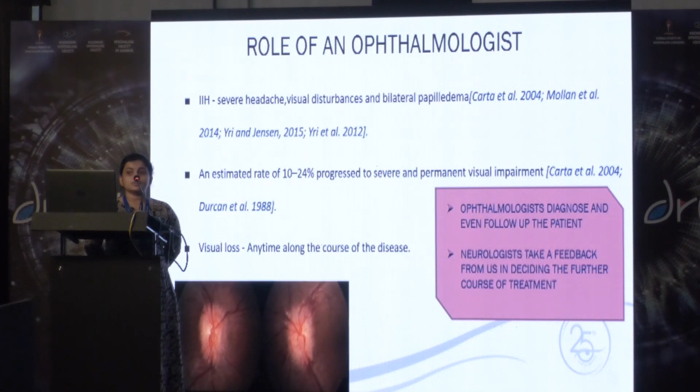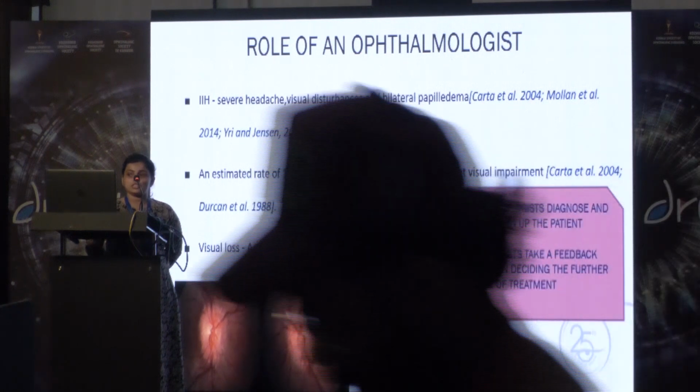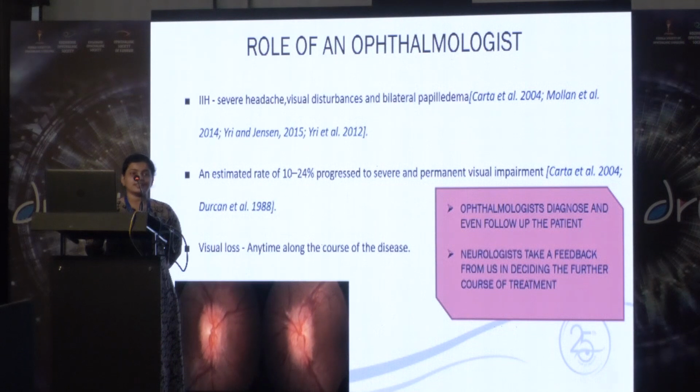IIH usually presents with severe headache, visual disturbances and bilateral papilledema. An estimated rate of 10 to 24% progress to severe and permanent visual impairment. Visual loss can occur any time along the course of the disease. So it is the ophthalmologist who diagnoses and even follows up the patient, and neurologists take a feedback from us in deciding the further course of treatment.